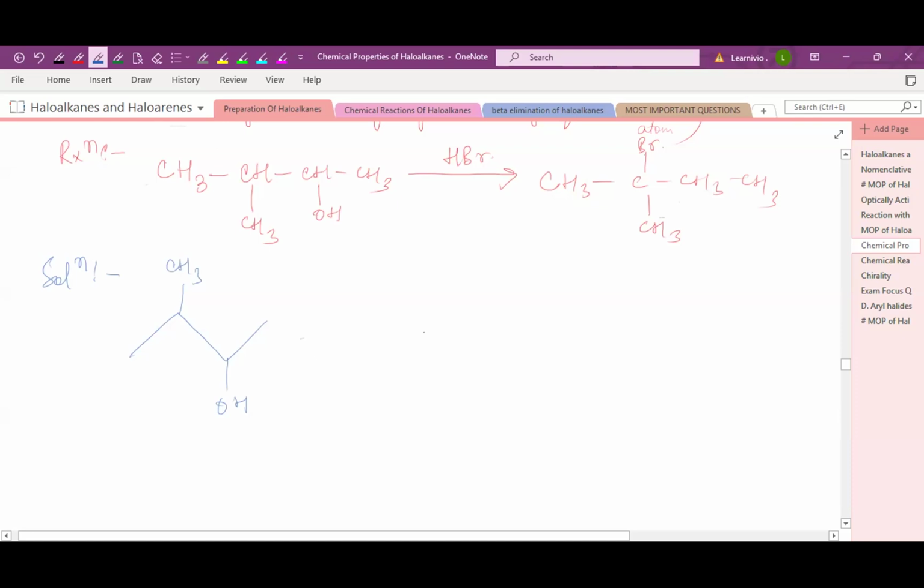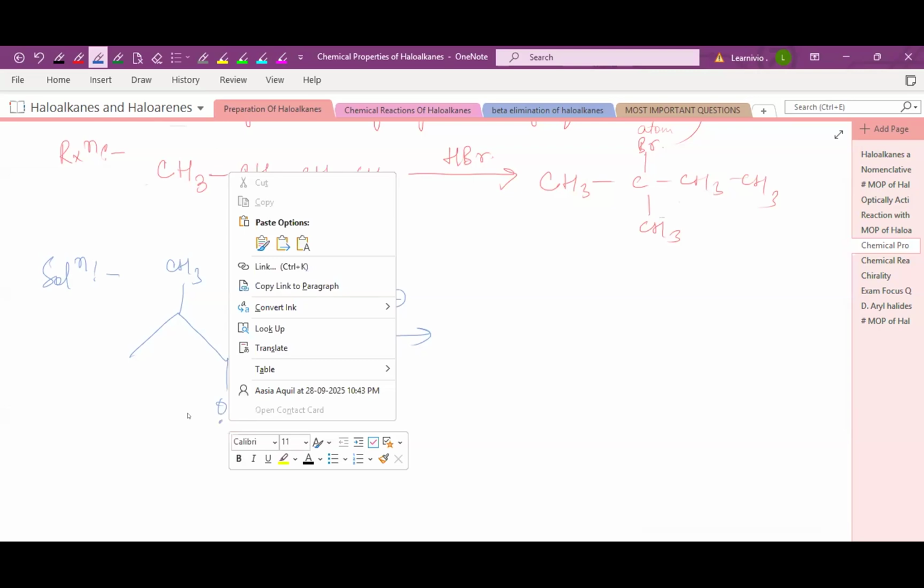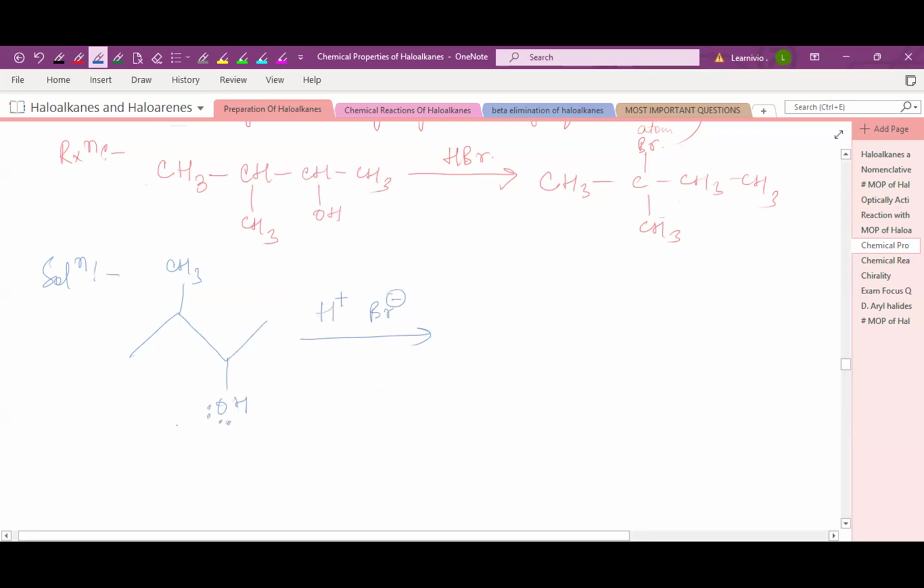Now the reagent is HBr. You know very well HBr will dissociate to form H plus and Br minus. Now what is the nucleophile over here? Bromine, and this H plus ion. Now see what happens over here. No nucleophilic substitution reaction is happening directly here. This oxygen has two lone pairs present. This lone pair will abstract this H plus ion, and it will form OH2 plus.